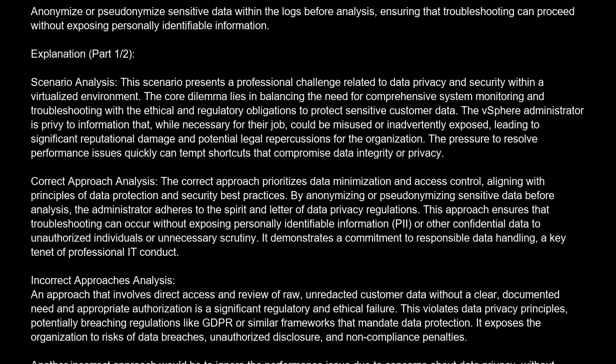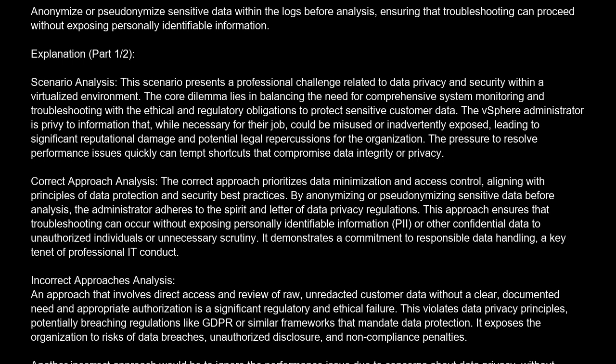Correct approach analysis. The correct approach prioritizes data minimization and access control, aligning with principles of data protection and security best practices. By anonymizing or pseudonymizing sensitive data before analysis, the administrator adheres to the spirit and letter of data privacy regulations. This approach ensures that troubleshooting can occur without exposing personally identifiable information, PII, or other confidential data to unauthorized individuals or unnecessary scrutiny. It demonstrates a commitment to responsible data handling, a key tenet of professional IT conduct.